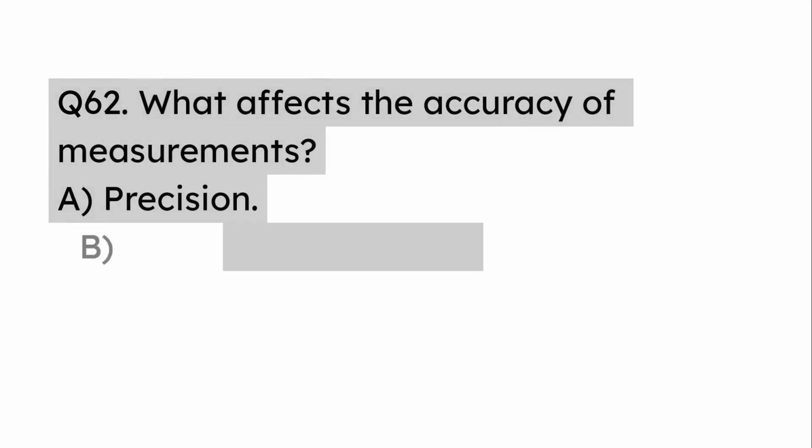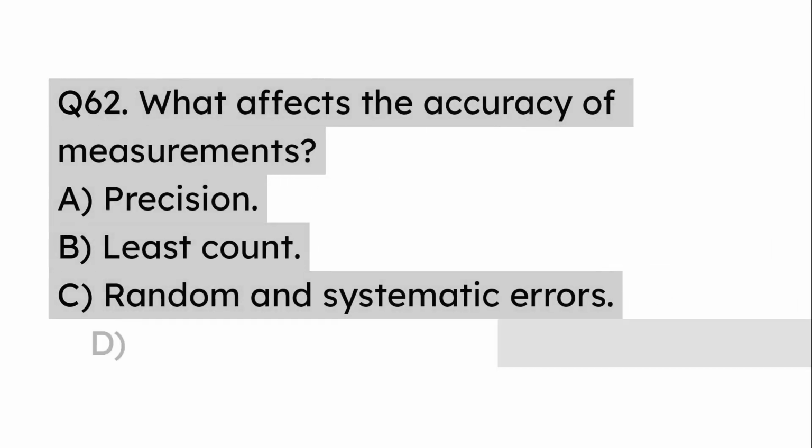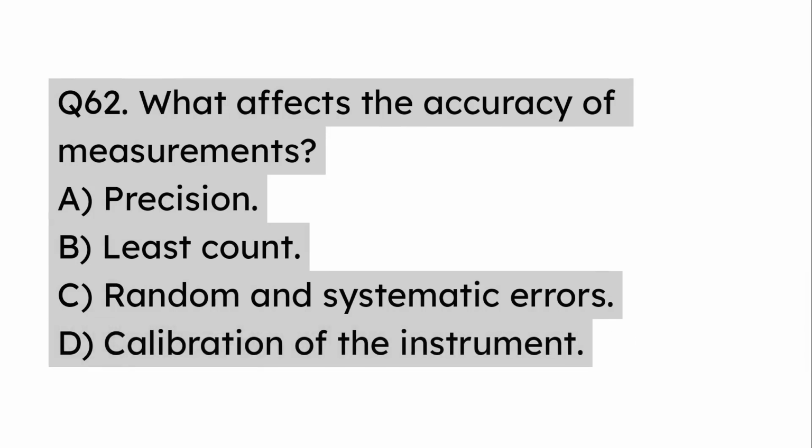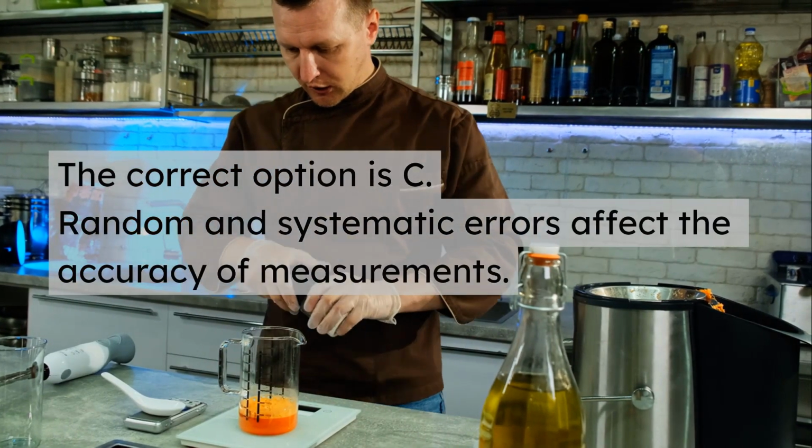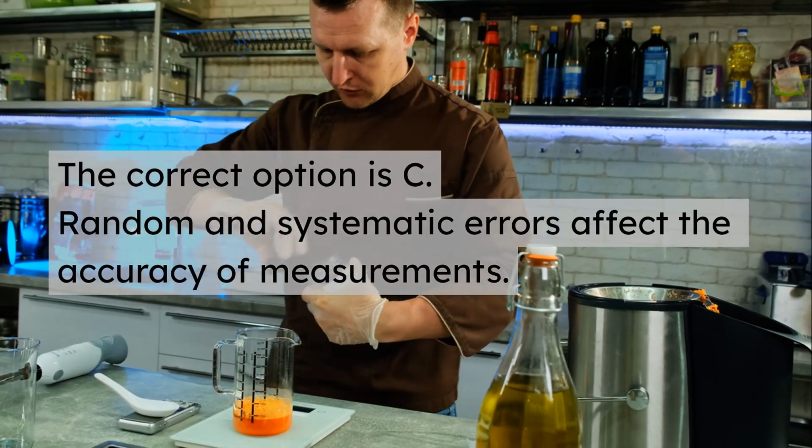Q62. What affects the accuracy of measurements? A. Precision. B. Least count. C. Random and systematic errors. D. Calibration of the instrument. The correct option is C. Random and systematic errors affect the accuracy of measurements.